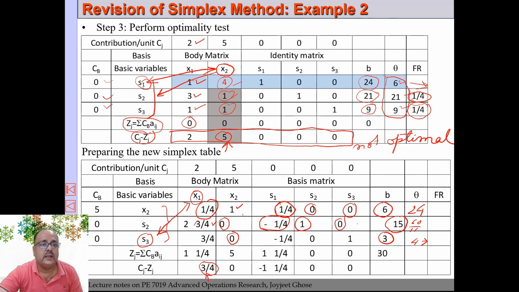And remember, in the previous case, S1 was replaced by X2. So the coefficient of X2 in the objective function is 5. So in this CB we have written 5 here. So likewise, here S3 will be replaced by X1, and the CB of X1 is 2. So here it will be 2. So we'll move on to the next slide.